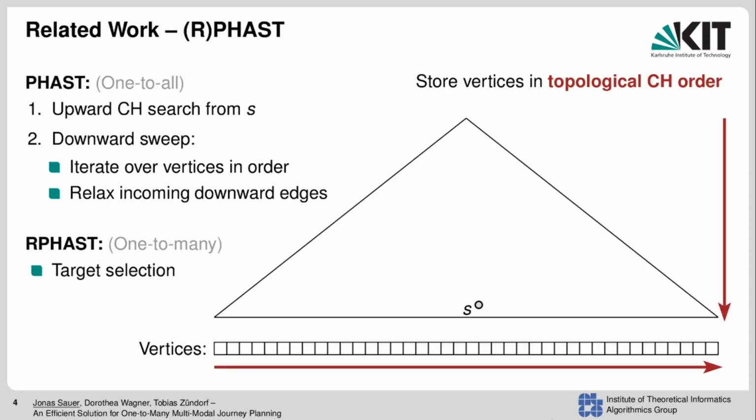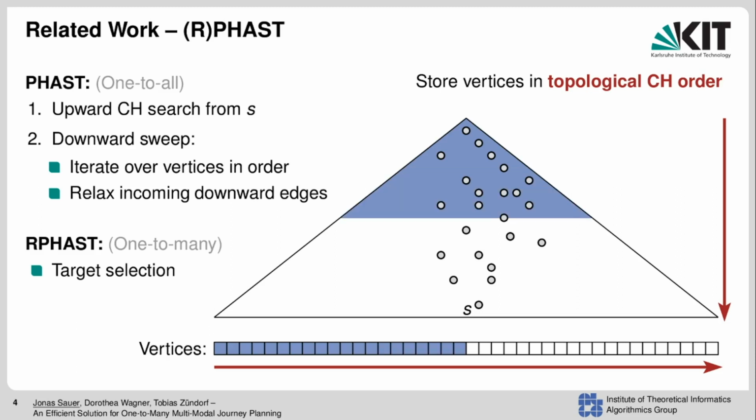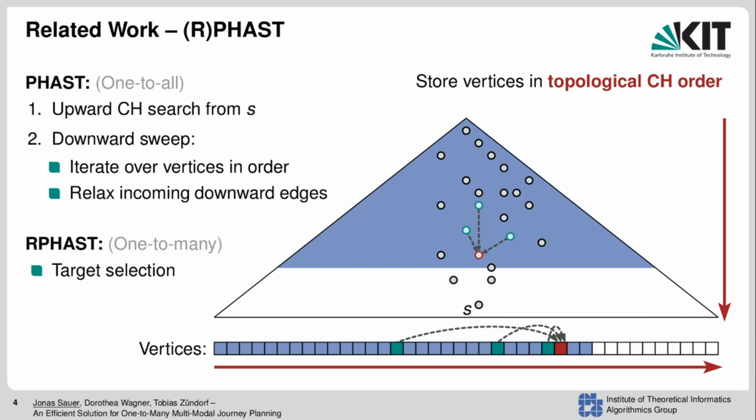Another one-to-all technique that we build on is called FAST, which starts with an upward CH search from the source vertex, as in the CH query, and then we need to find distances to all vertices in the network. And what we do is we store the vertices in a topological order regarding our contraction order, and then we can simply sweep over the vertices in this order. And what we do for each vertex is that we relax its incoming downward edges to find the correct distance to this vertex.